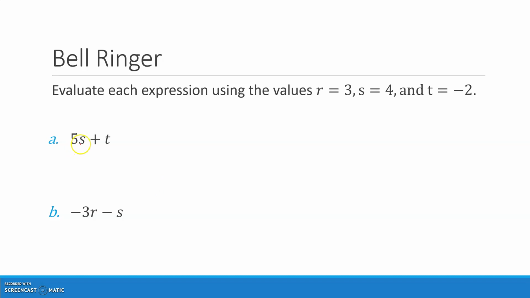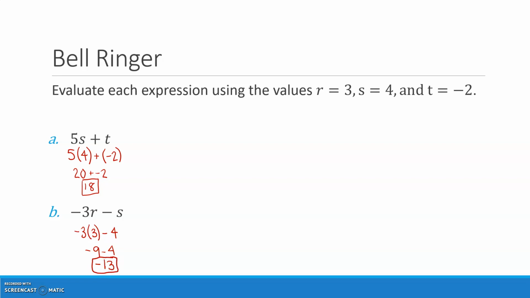So in this first one, I'm going to substitute in the known values. The known value for s is 4, plus the value for t is -2. Well, when I combine those, I get 20 plus -2, and that would give us 18. So this would be the evaluated expression. For the second one, I'd have -3 times 3, and then minus 4. So that's going to give us -9 minus 4, and -9 minus 4 would give us -13.